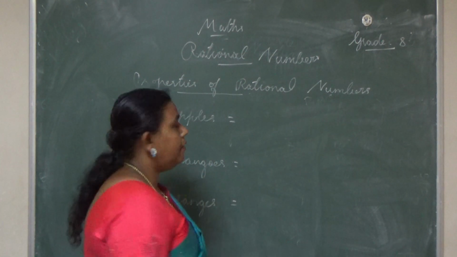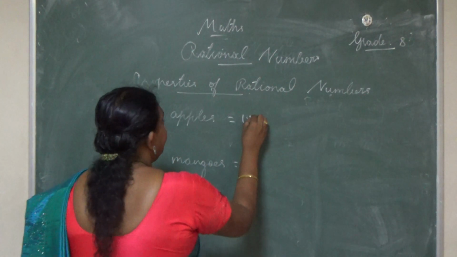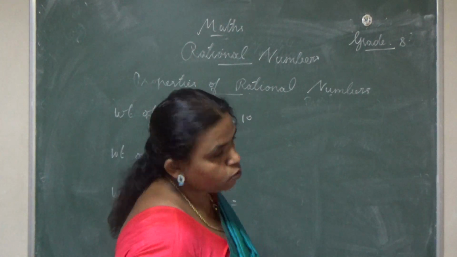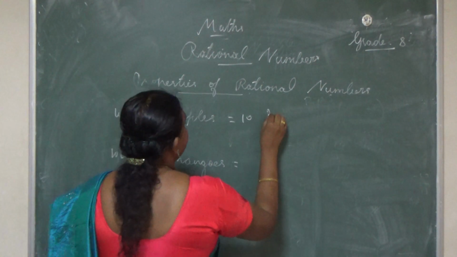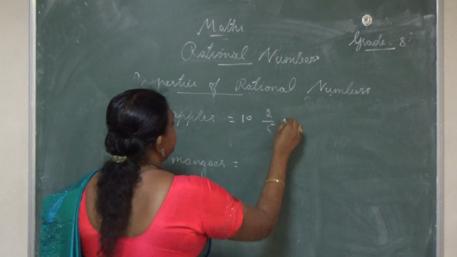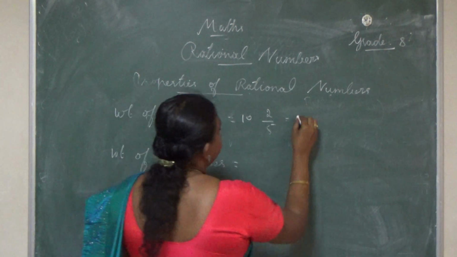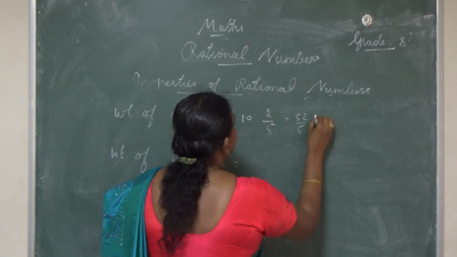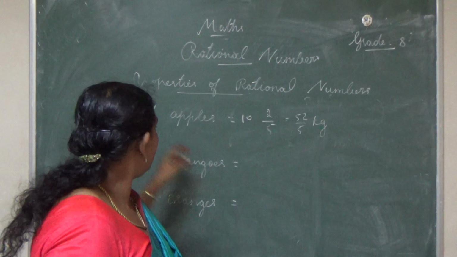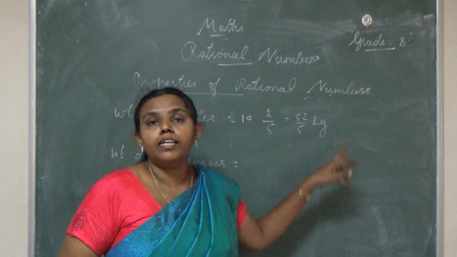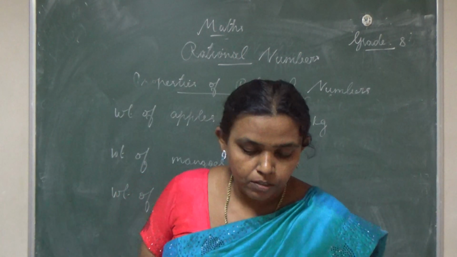So the weight of apples is 10 2/5, which is a mixed fraction. 10 5s are 50, 50 plus 2, 52/5 kilograms. So what is the weight of apples? 52/5 kilogram. So mangoes, what is the weight of mangoes?